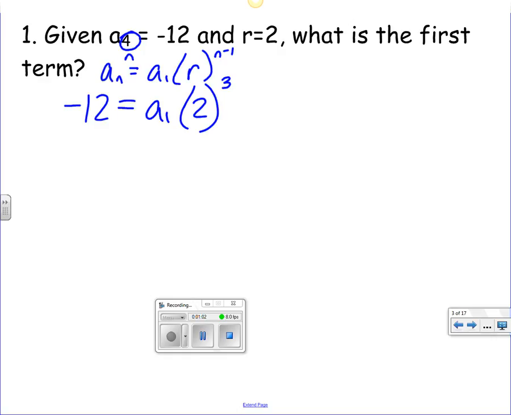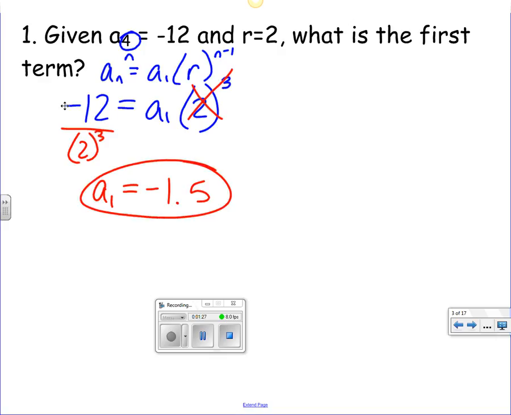Okay. I'm trying to get A1 by itself. Cole, how do I get A1 by itself? By what? 2 to the third. So you divide by both of those together. And anybody, what you got? All right. Anybody not get that? Okay, that one's a review one from yesterday.